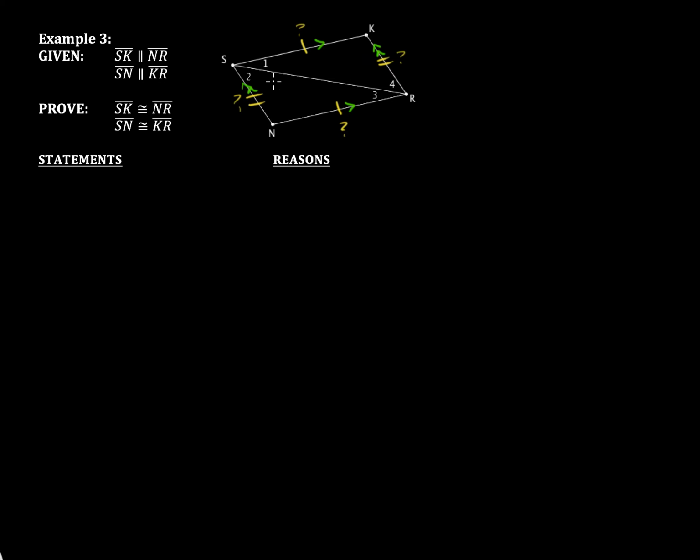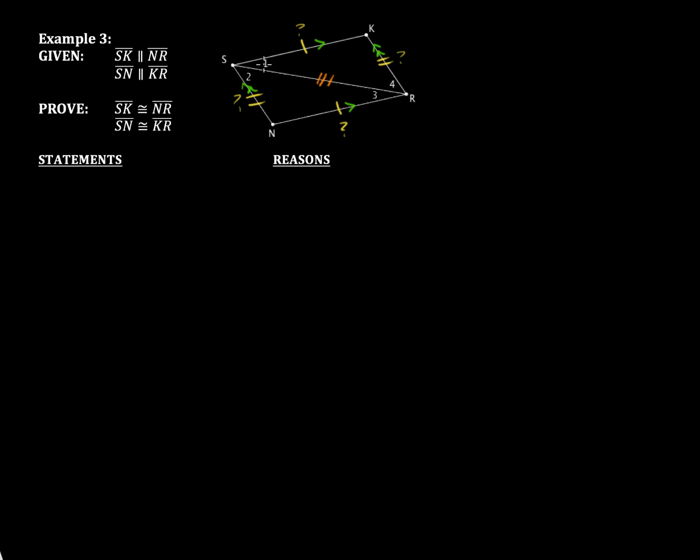Well, first of all, I noticed that these two triangles in this picture would be using the segments that I'm supposed to show congruent as corresponding parts. So if I can prove that the two triangles are congruent, then I could use CPCTC to say that all this stuff is true. And I notice that SR is a segment that's a part of both triangles. So I know somewhere along the way I'll probably say that that's congruent to itself by the reflexive property.